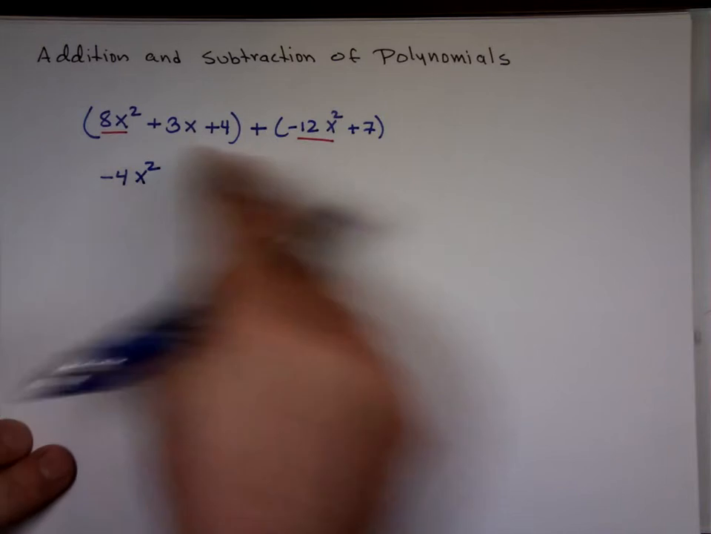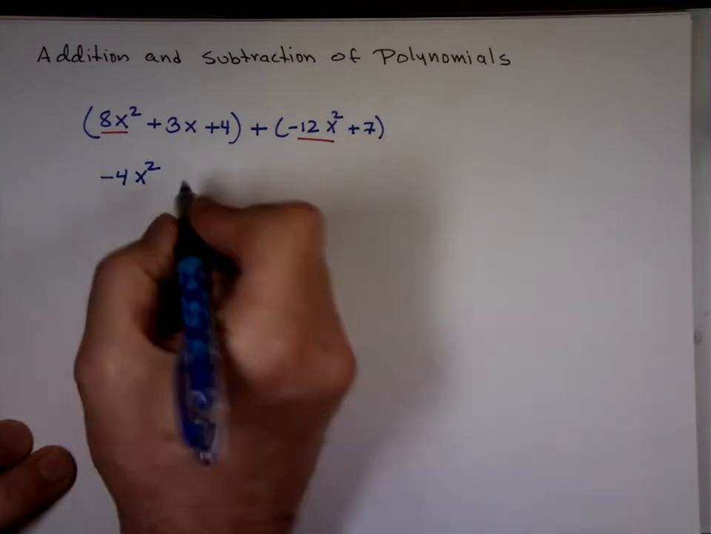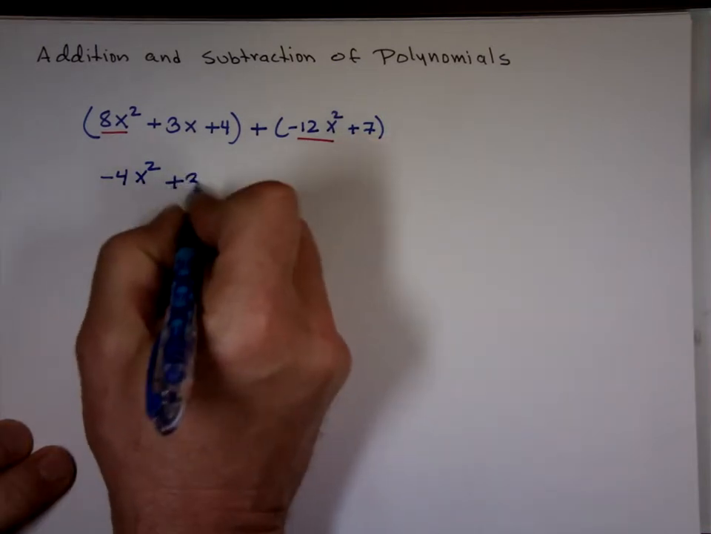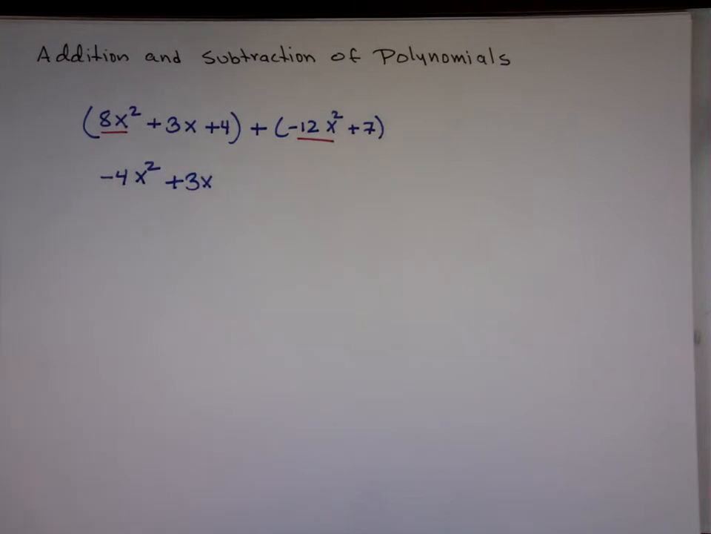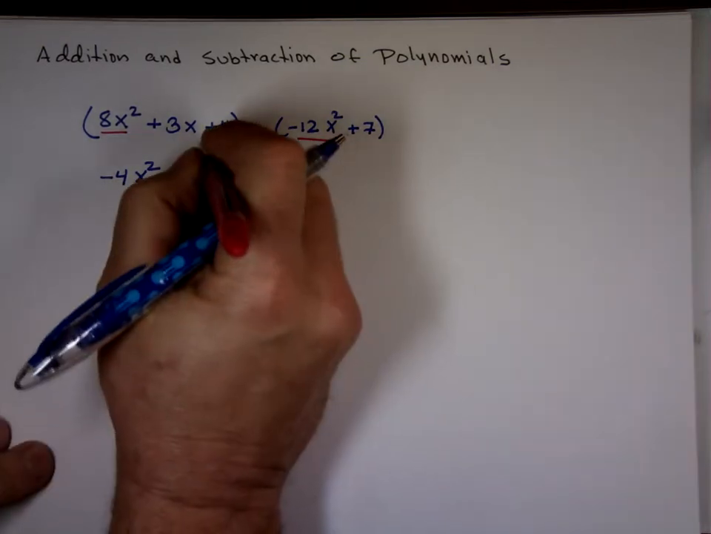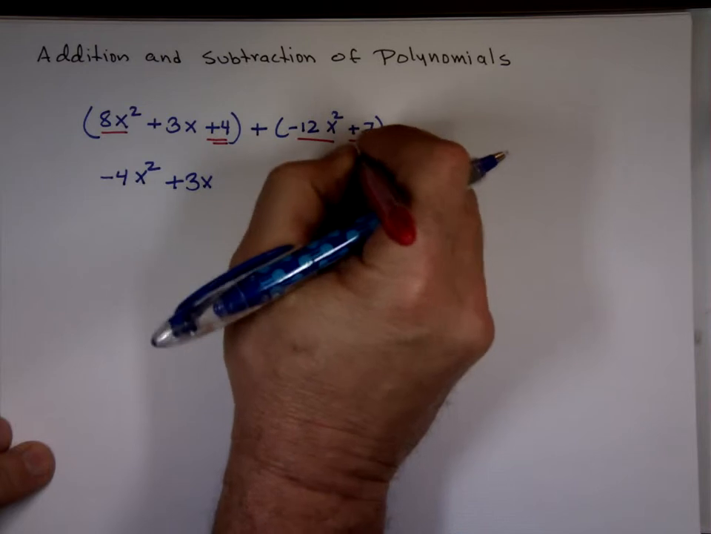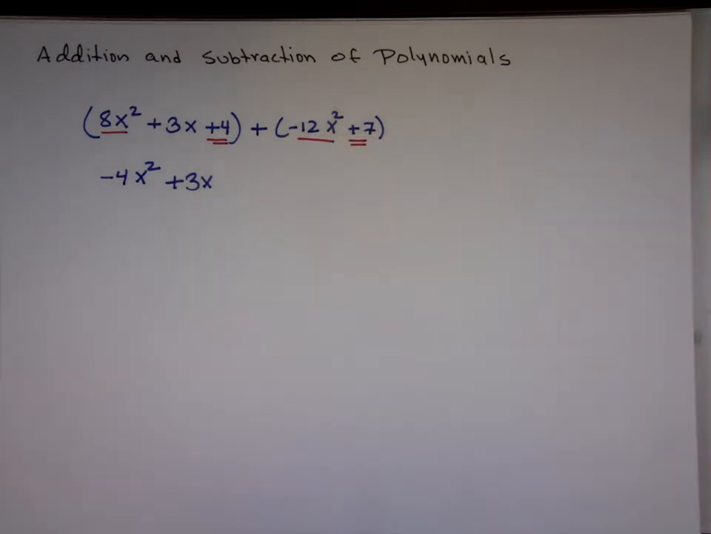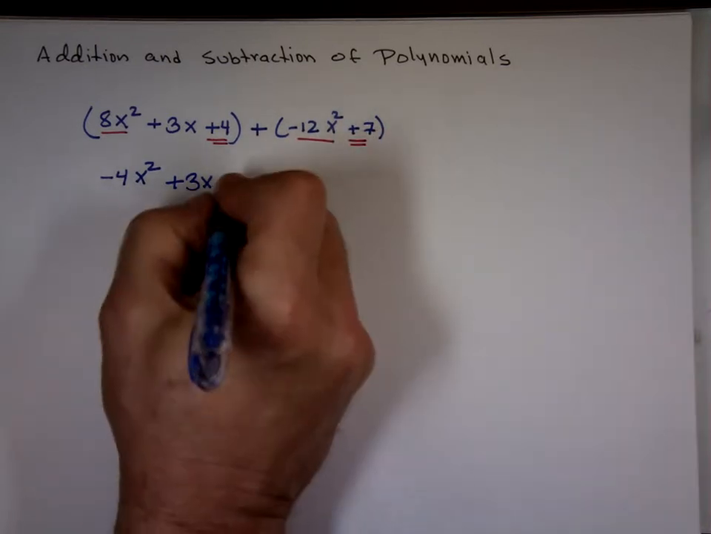3x, there is nothing to add to it. This one does not have any x term in it, so it stays alone. And there's another like term, which is the plus 4 and the plus 7. What's plus 4 and plus 7? 11. Plus 11.